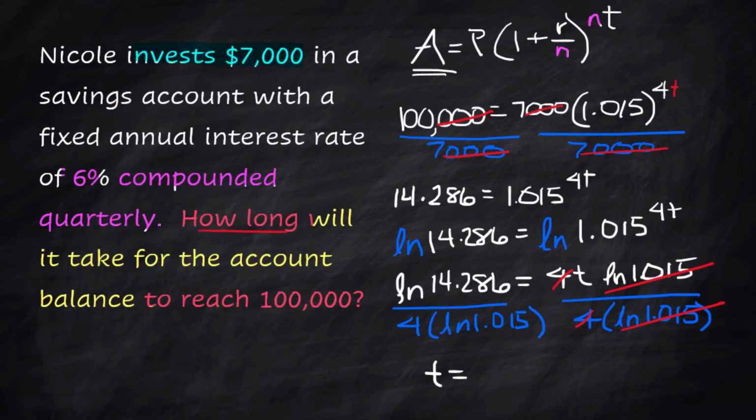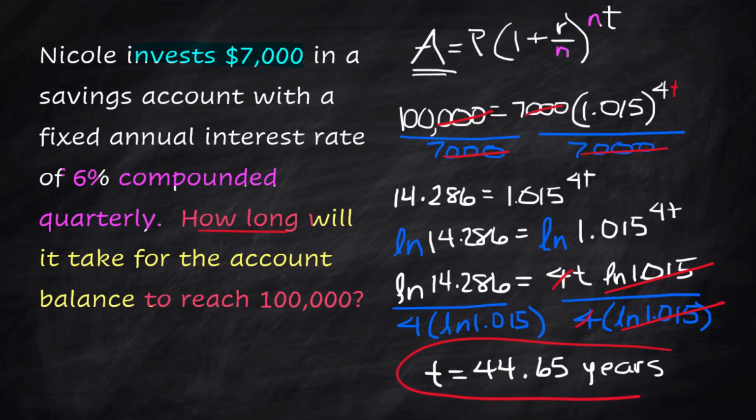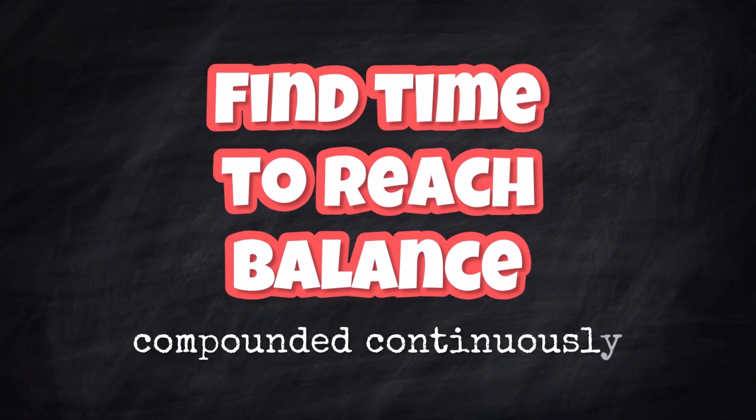I'm coming up with the time of 44.65 years. She leaves that $7,000 alone, doesn't make any more deposits. That's how long it's going to take for that thing to grow to $100,000.